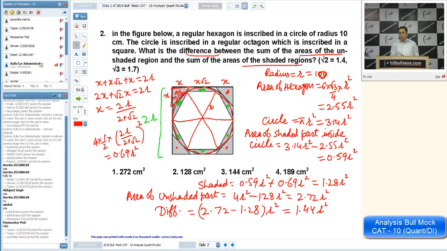Value of r is equal to 10 centimeter. So putting this value of r, we will get the difference as 1.44 into 10 square, or 144 centimeter square. So this is the answer. This is the final answer, 144 centimeter square.